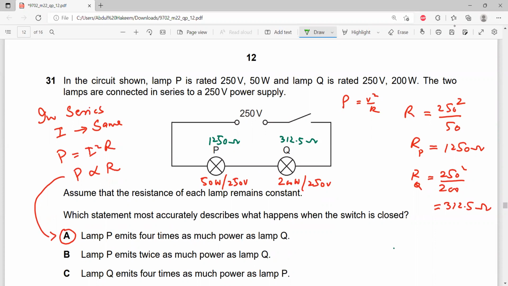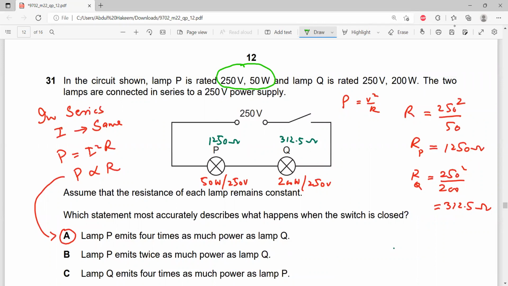The two lamps are connected in series to a 250 volt power supply. The question is, assume that the resistance of each lamp remains constant. Which statement most accurately describes what happens when the switch is closed? Look, from this voltage and the power, we can calculate the resistance of the lamp.